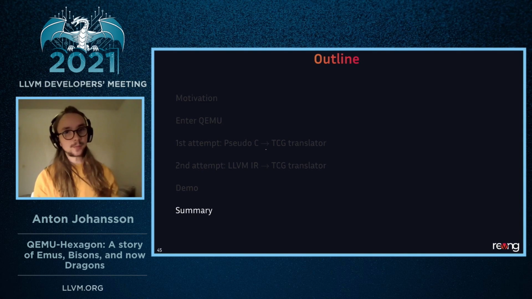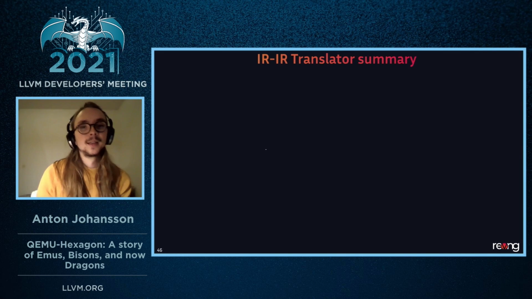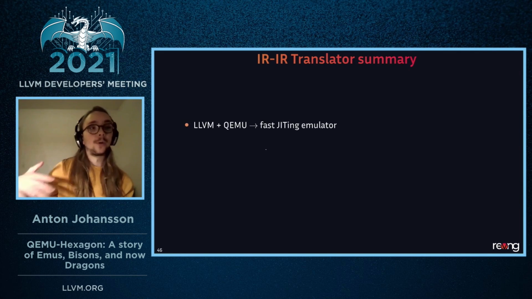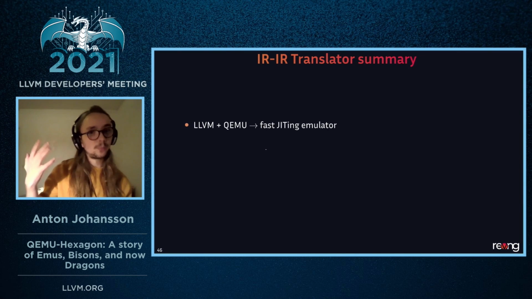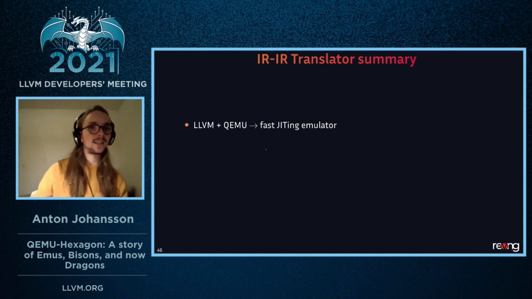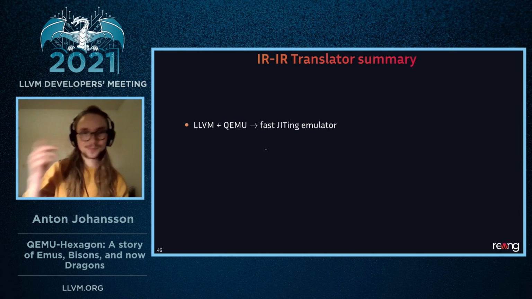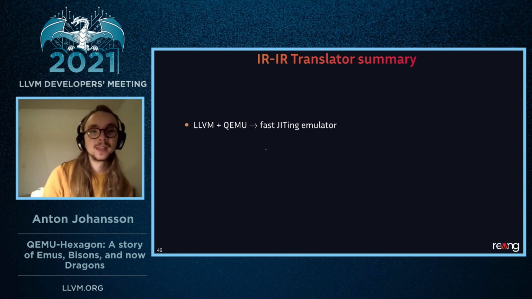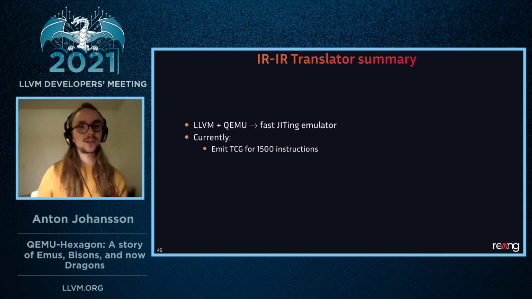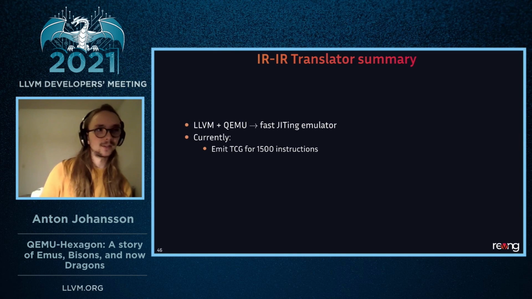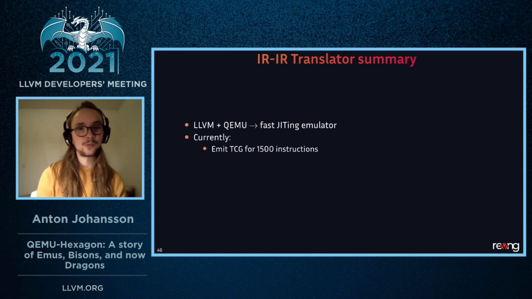So I want to provide a brief summary of our IR to IR translator. Hopefully by combining LLVM and QEMU, we can simplify the development of fast JITing emulators. And hopefully all that you really need is a set of, say, C functions that describe your instruction semantics, and you are pretty much halfway there in terms of a QEMU front end, and you can start creating your own emulator that way. That is the end goal, and I think we're well on our way. Currently we emit TCG code for 1500 instructions, which is really good. This is the same amount as our Flex and Bison parser.